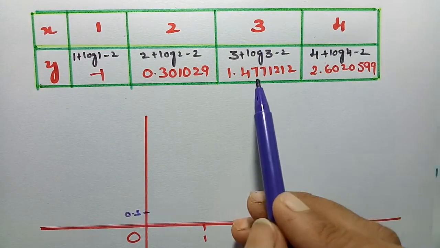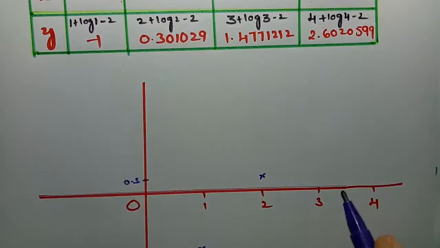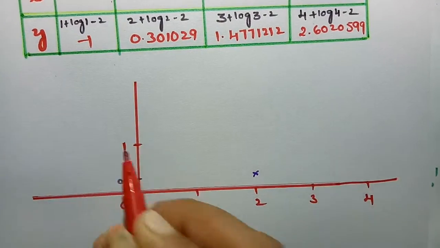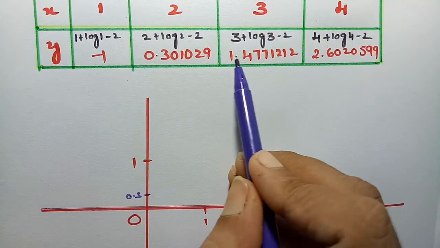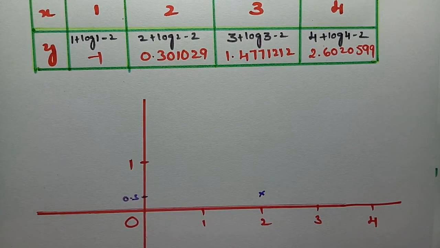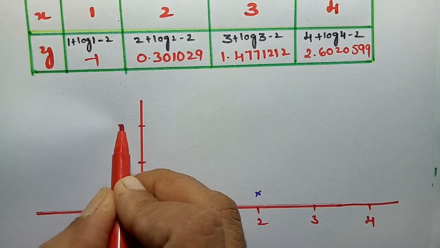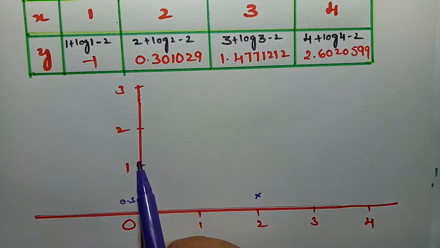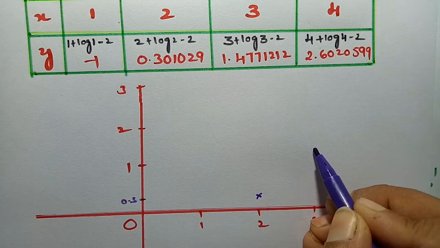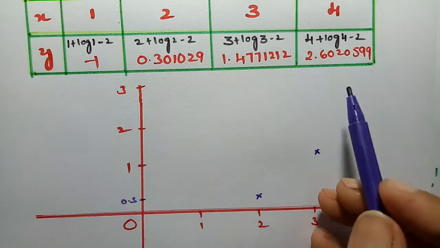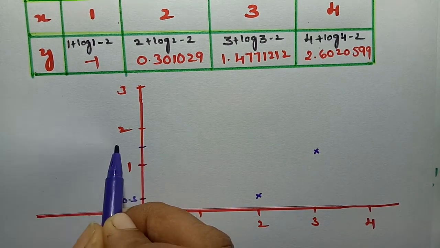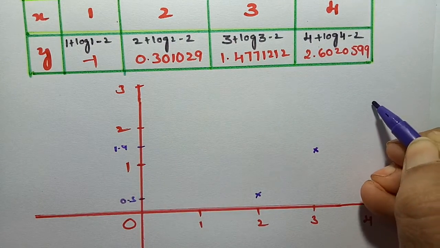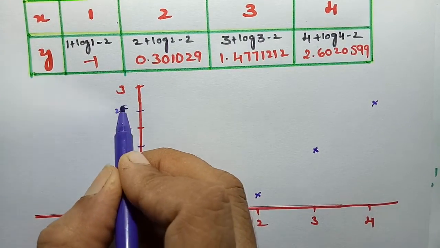And the next, when x is equal to 3, the y value is 1.4. So this is 1.4 something, and this one is 2.6 at 4, so 2.6 will be here. See, this is some 2.6 and so on.